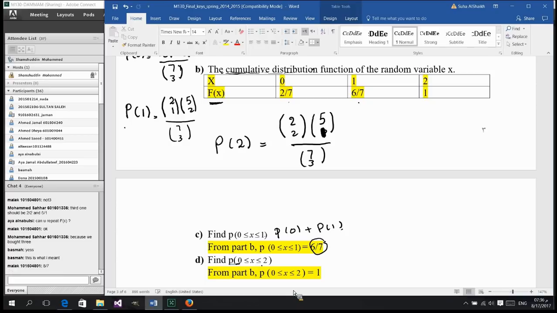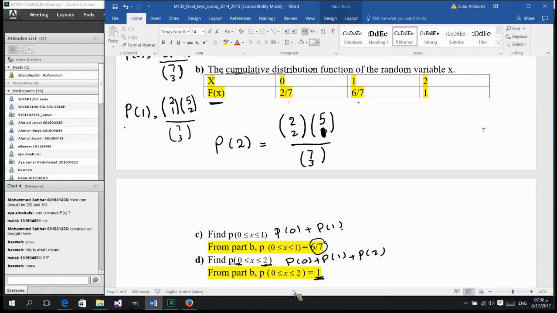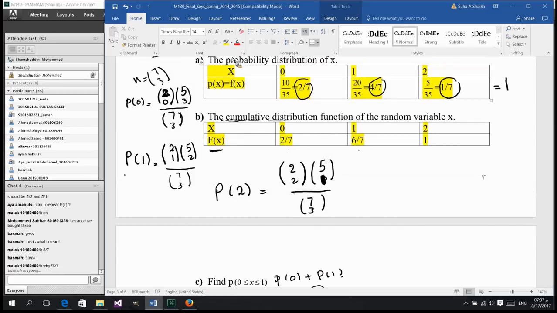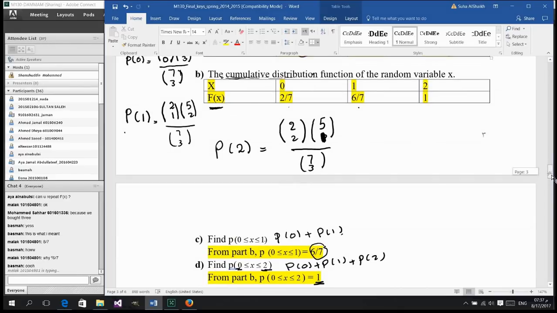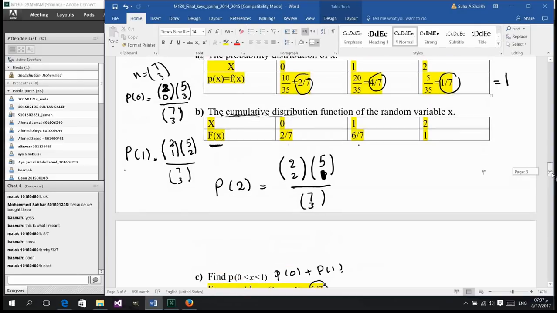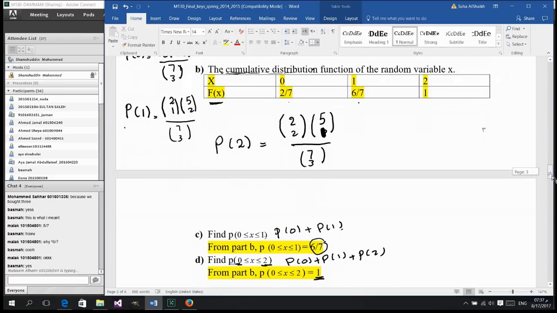From 0 to 2, meaning probability 0, probability 1, and probability 2, it's equal to 1 actually. What does from 0 to 1 mean? It means at the 0 and the 1. Probability of 0 and probability of 1 from the table. At 0 is 2 over 7. At 1 is 4 over 7. Together it is 6 over 7. Okay, you got it? And from 0 to 2, it is 0, 1, and 2. Add all of them, the result is 1.